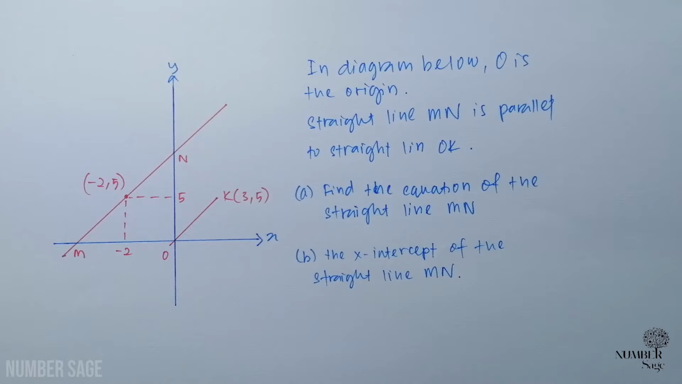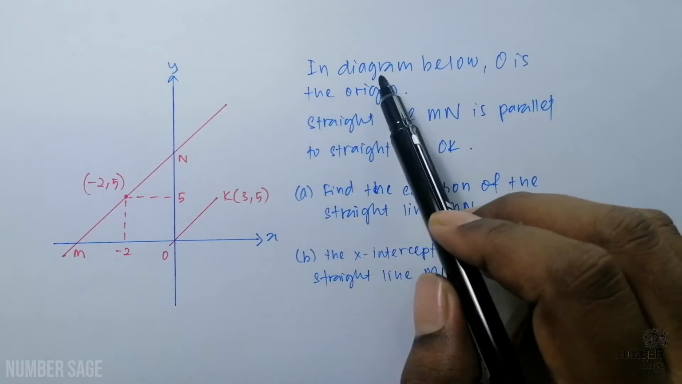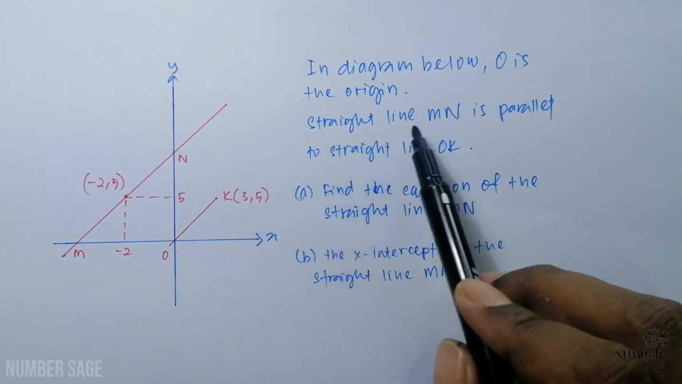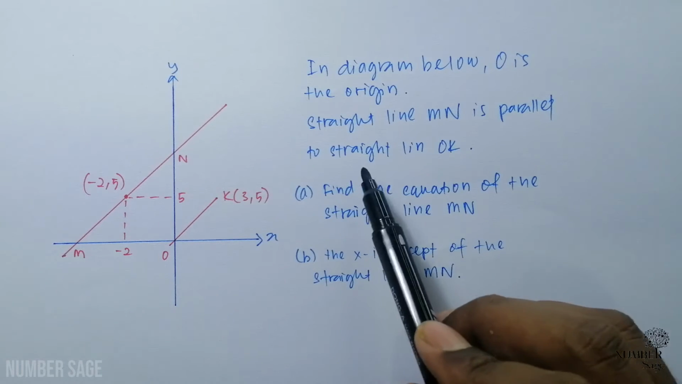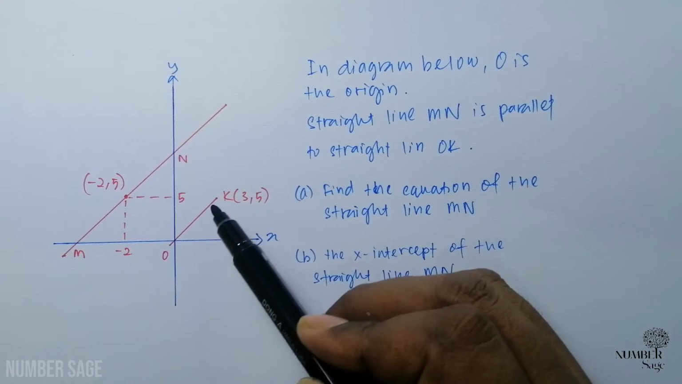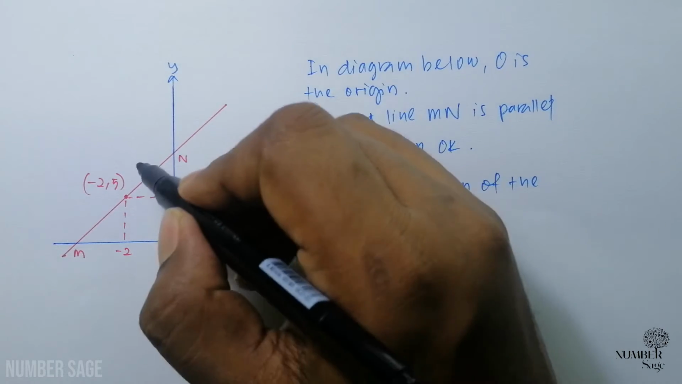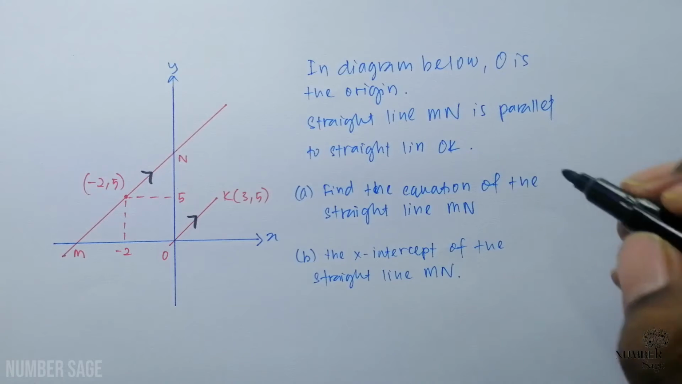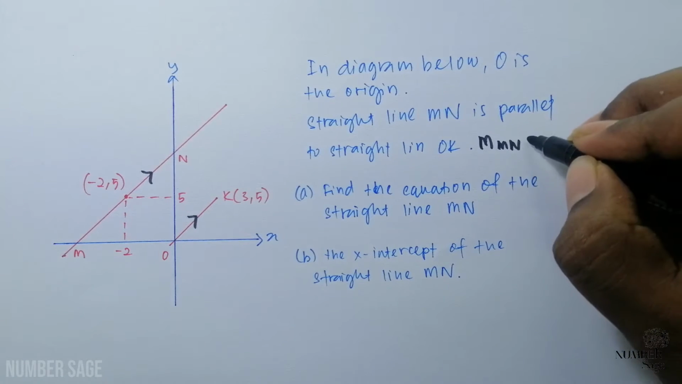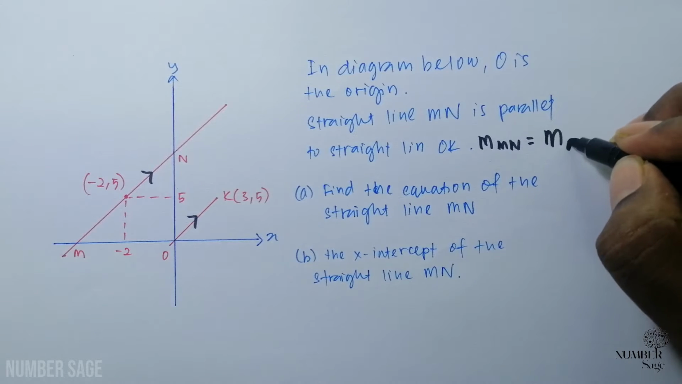Now, let's look at another question. In the diagram below, O is the origin, O is here. Straight line MN is parallel to line OK. So MN is parallel to OK. If it's parallel, the gradient of MN is equal to the gradient of OK.